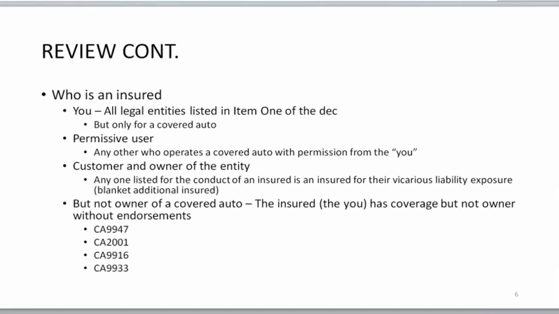But not the owners of the covered auto. The insured, you, has coverage, but not the owners without adding an endorsement. The CA 9947 would be used when the vehicle is owned personally by the owner of the legal entity, but the legal entity is insuring it. That is employee as lessor. CA 2001 is the additional insured, lessor, and loss payee, that's for the long-term finance leases with PACCAR, Penske, or Ryder. CA 9916 is the hired car specified as covered auto you own.